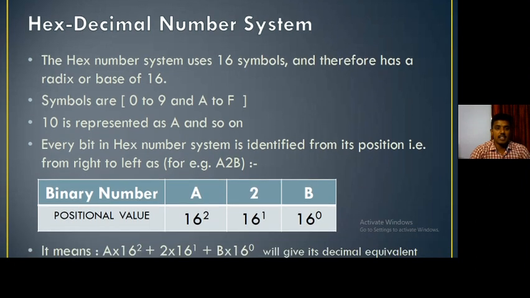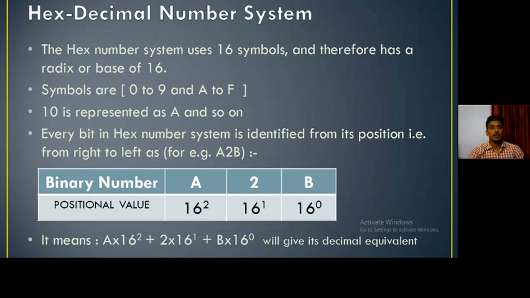Next, the hexadecimal number system. Hexa means 6, deca means 10, so 6 plus 10, that is 16. So it contains 16 symbols, therefore it has the radix or base of 16, that is from 0 to 15. As we cannot write the numbers from 10 as two digits, 10 we write as A, 11 as B, 12 as C, and so on, up to 15, which will be written as F. Okay, 10 is represented as A and so on. Okay, that's what I told.